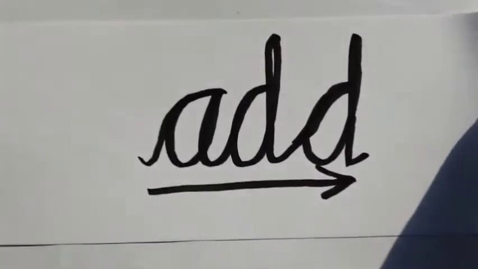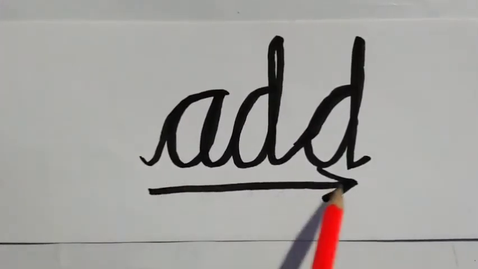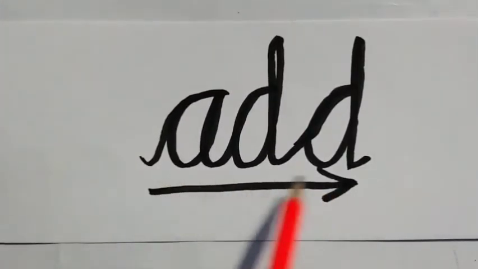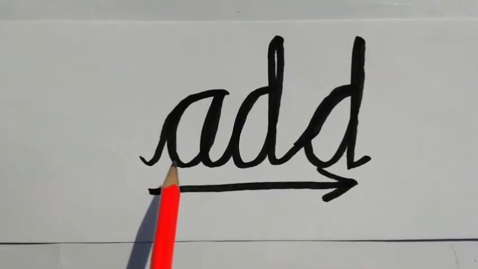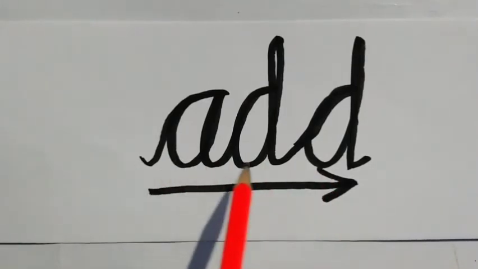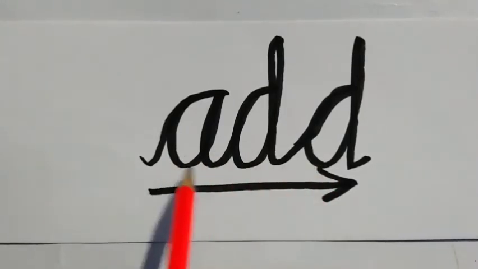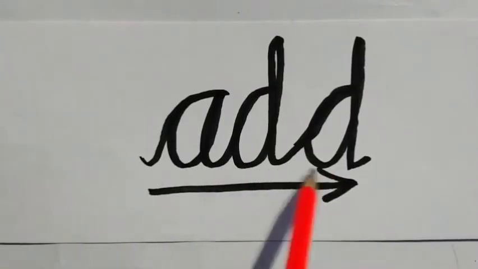I'm going to start countdown. 3, 2, 1, 0. Have you all completed writing? Shall we move to the next word? Look at the next word. Add. Add. A-D-D. Add. A-D-D. Add.